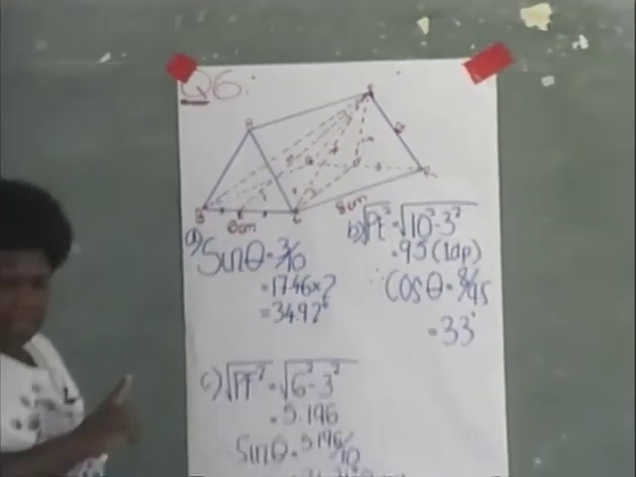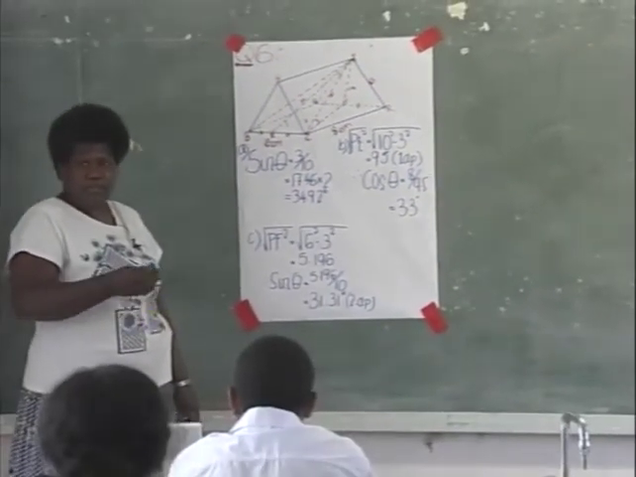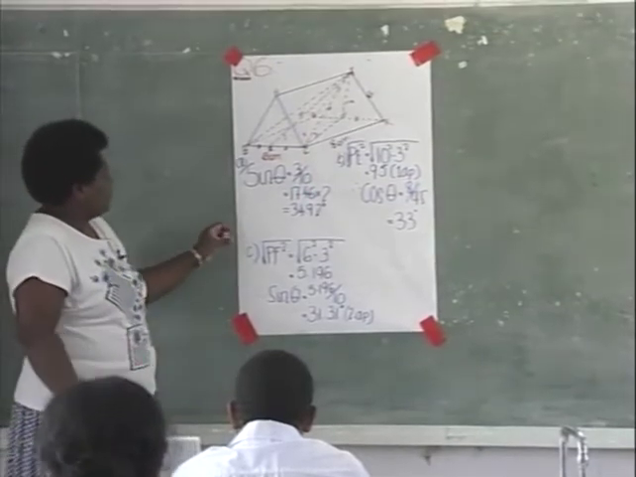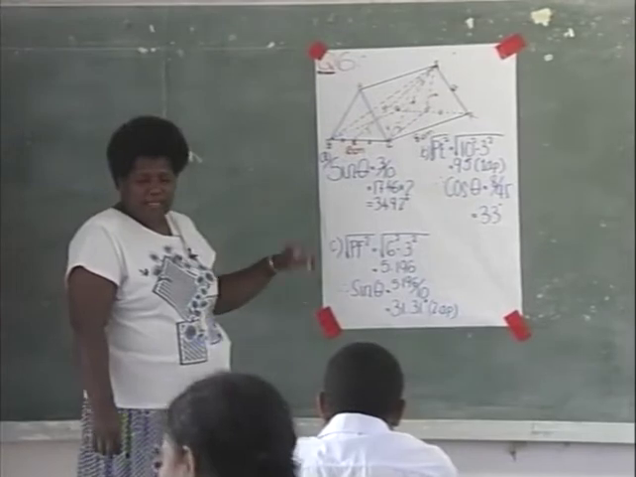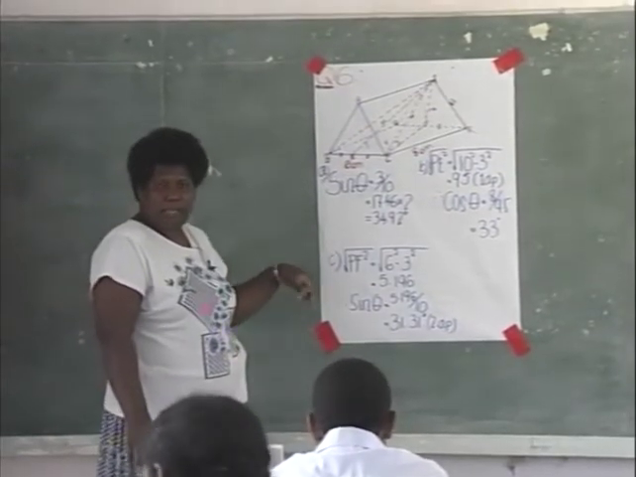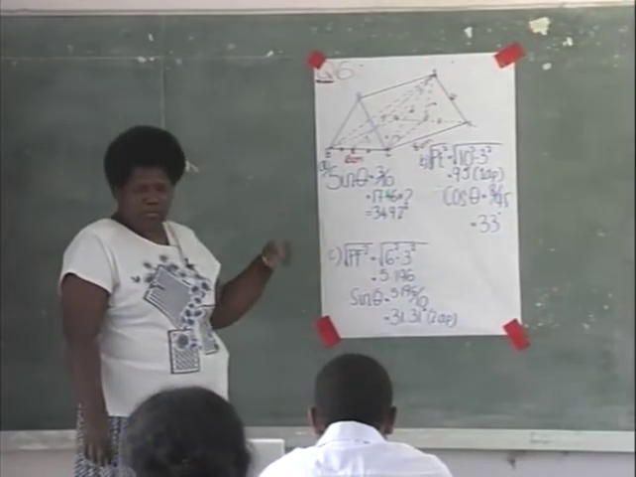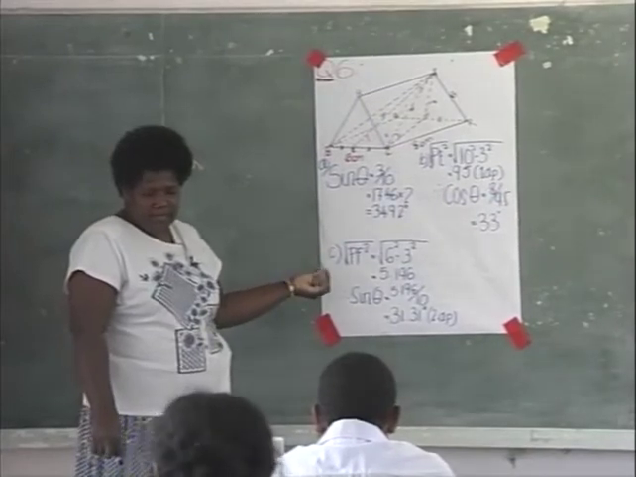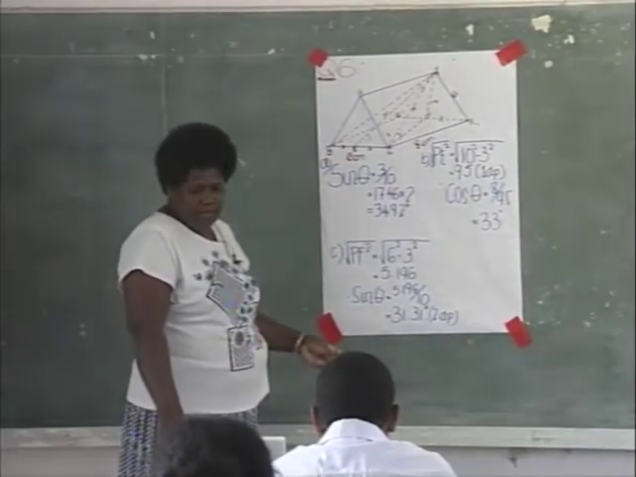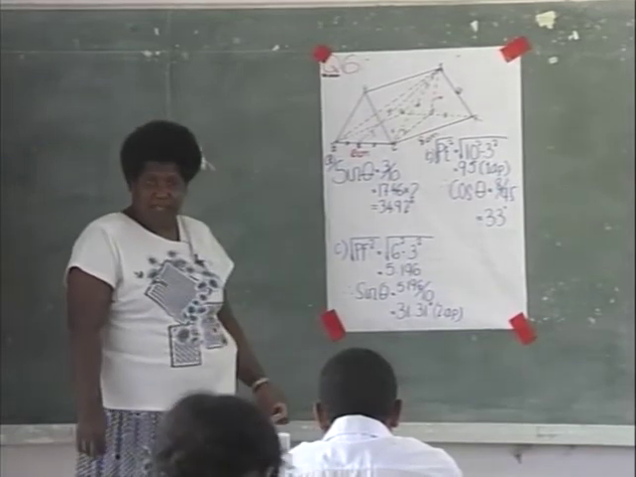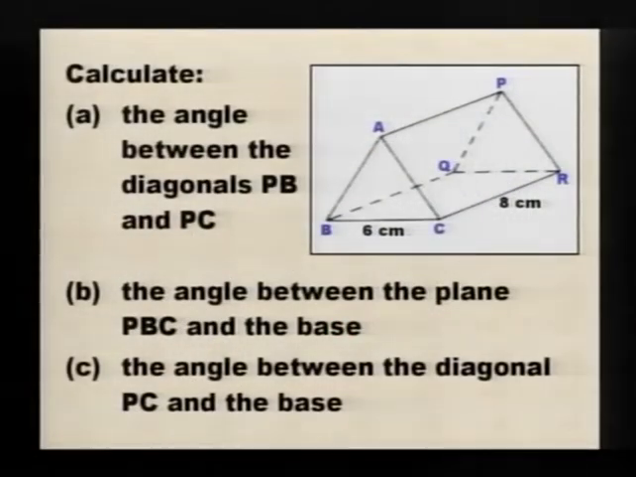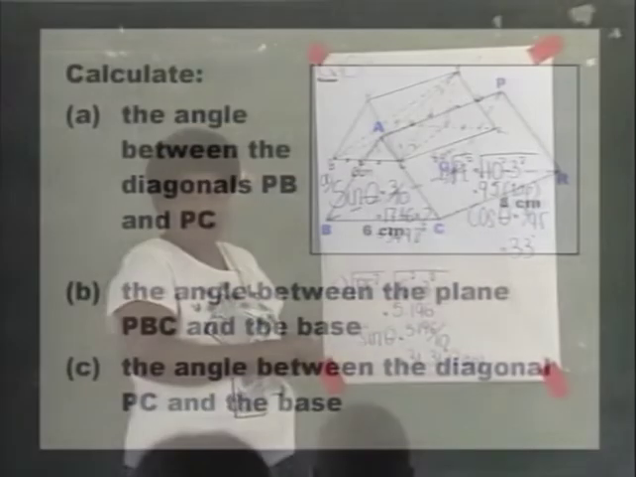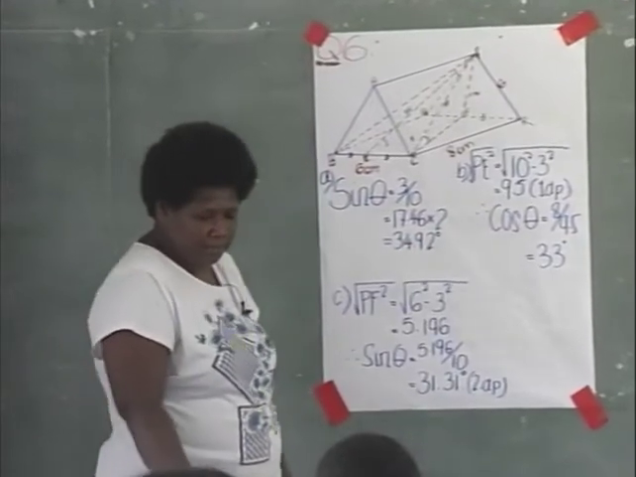Okay, this is a good question because it covers most of what we've learned. It asks you to find the angles between two lines, the angles between two planes, and also a plane and a line. Because part B there says find the angle between the plane PBC and the base, which are two planes. And it's something that I found that students don't do very well. So Natasha has done a very good job of doing that question.